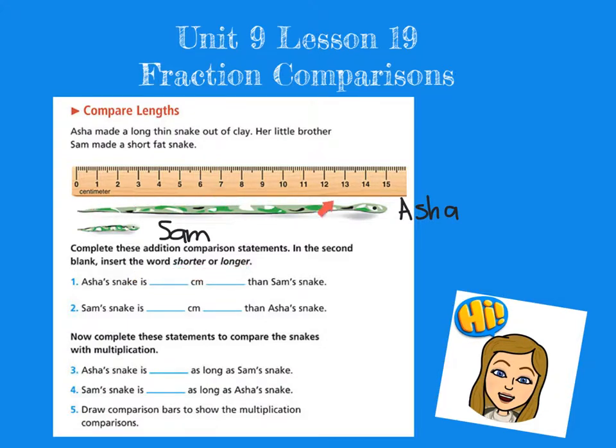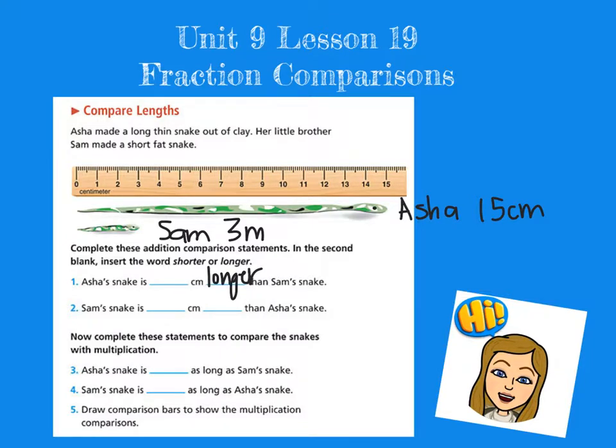So let's take a look at how long Asha's snake is. Well, her snake goes from the tail at 0 centimeters to the head at about 15 centimeters. So that is the length of Asha's snake. Whereas Sam's snake goes from 0 to about 3 centimeters for the head. So let's take a look at the question. It says Asha's snake is so many centimeters blank than Sam's snake. Well, we know Asha's snake is longer than Sam's. So that's going to be the second word in there.